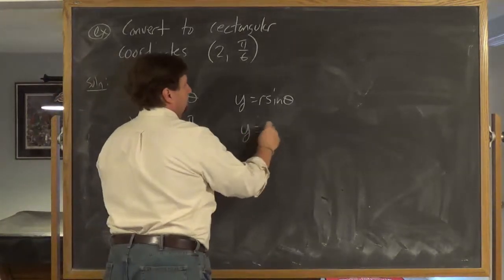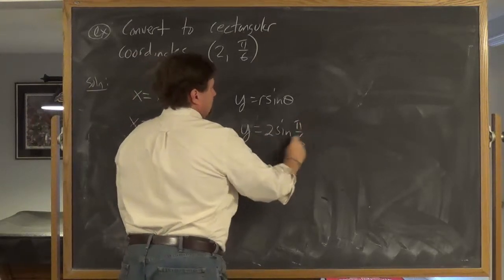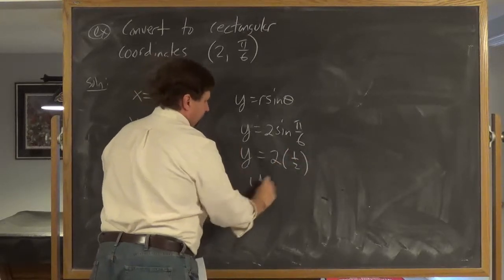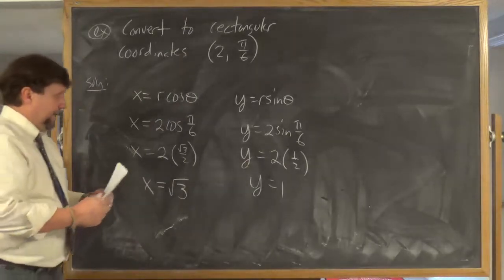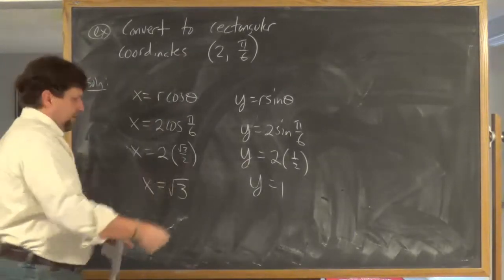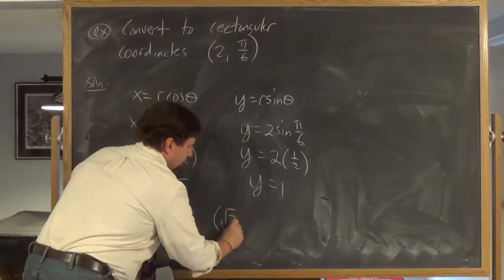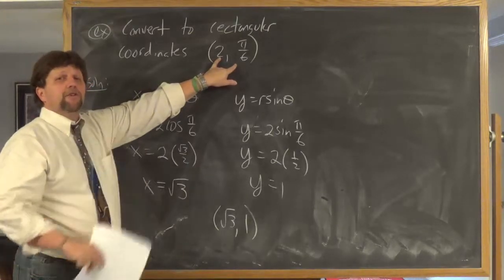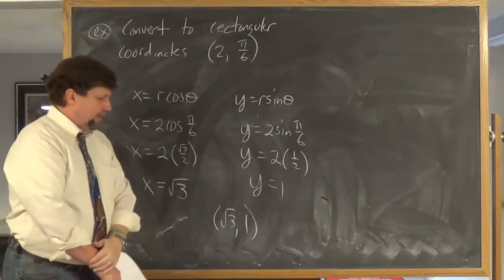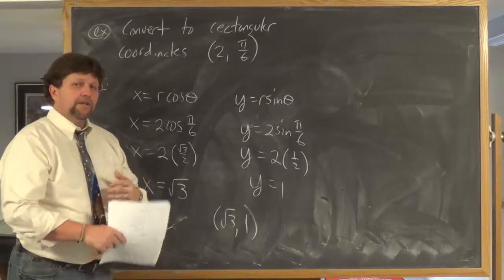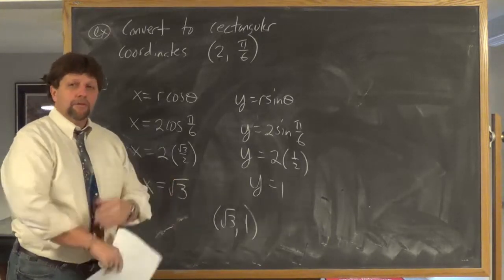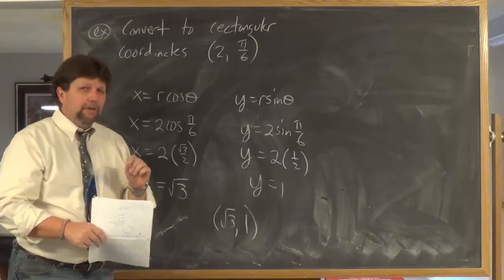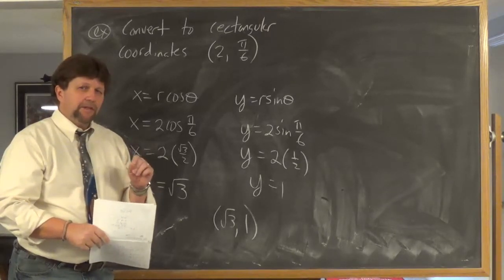For the y-coordinate, the sine of pi over 6 is 1/2. 2 times 1/2 is 1. So put together as rectangular coordinates, it would be square root 3, comma 1. So this polar point converted to a point in rectangular coordinates would be square root 3, comma 1. And that's all there is to it when converting from a polar to a rectangular point. Next up, we're going to convert a rectangular to a polar, and that's just a little bit more involved, but it's not too bad, as we'll see in a minute.